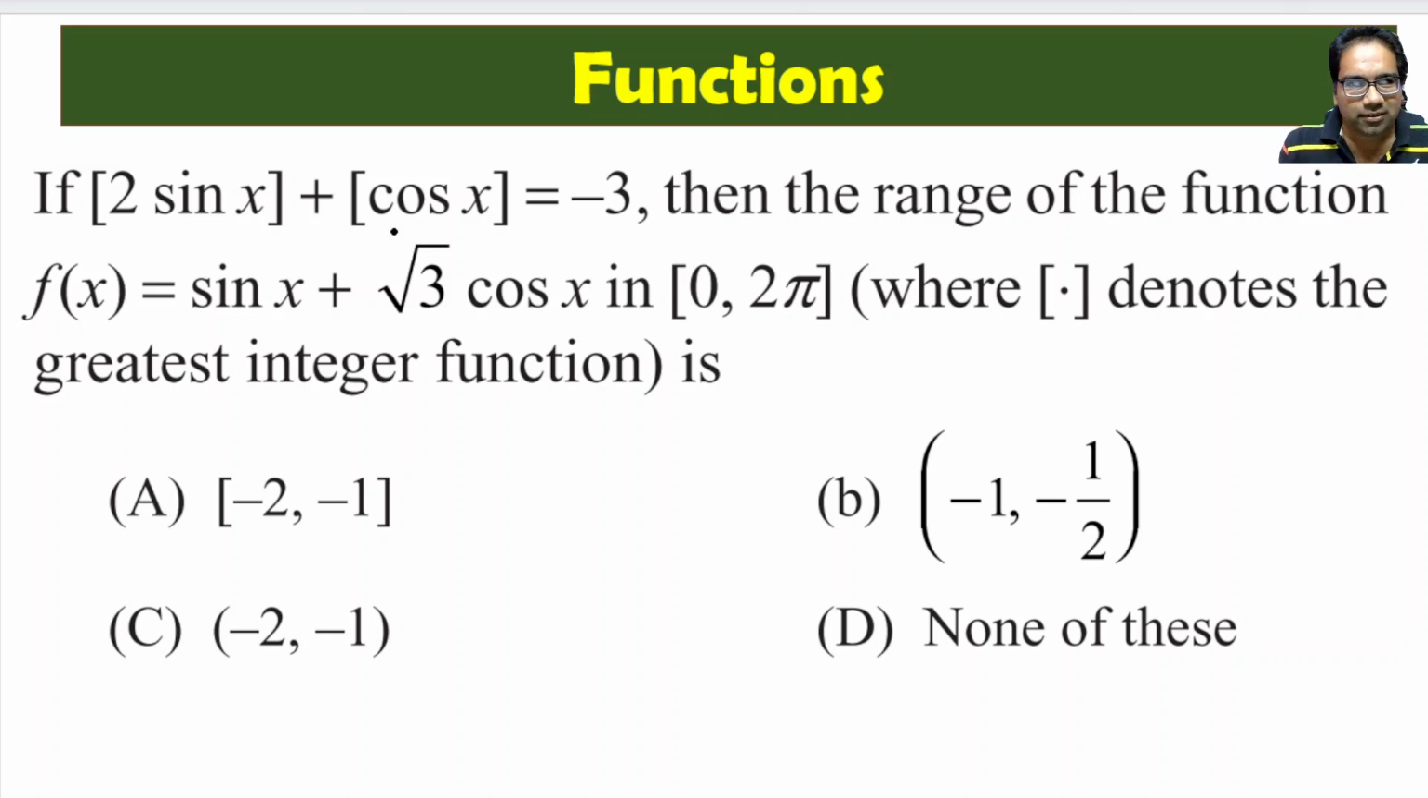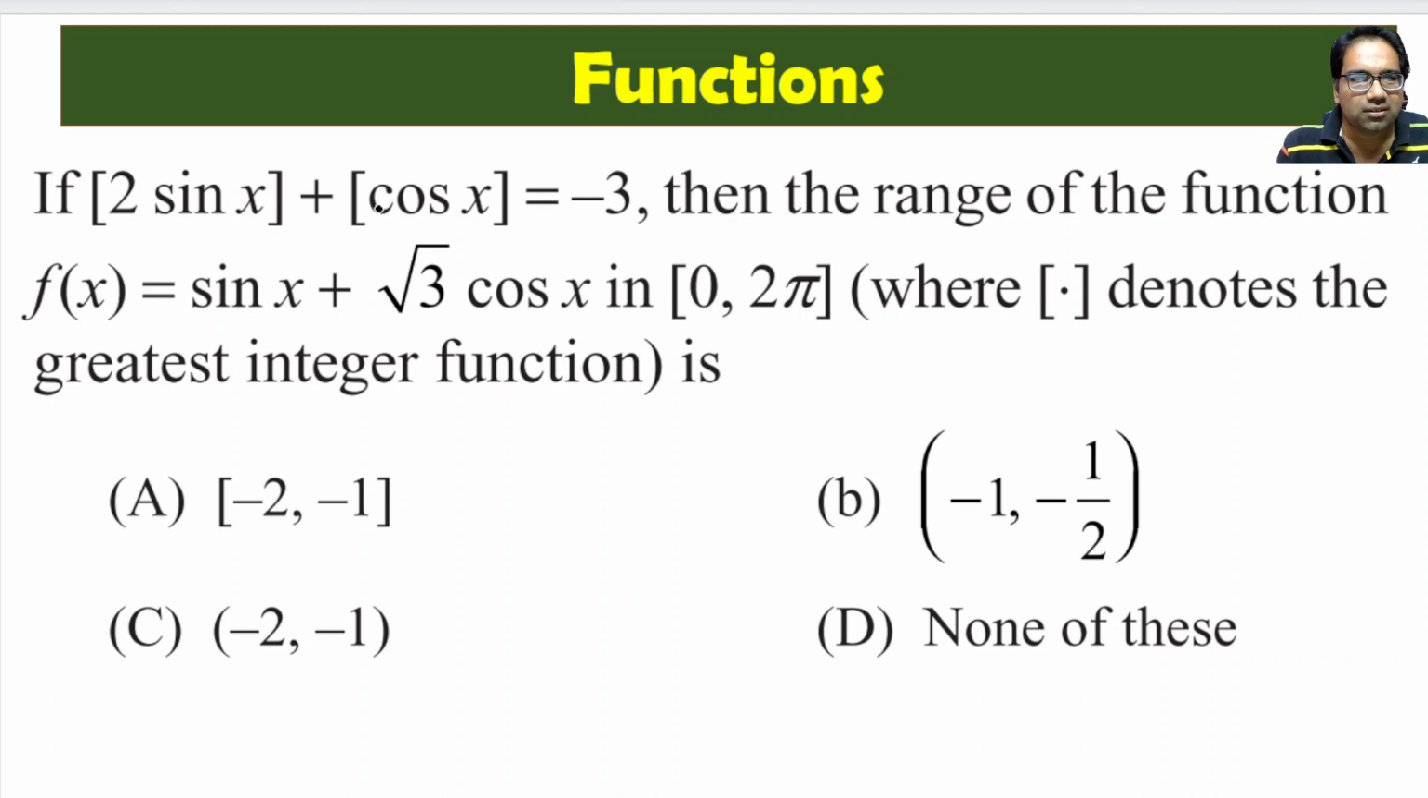Here we are given: greatest integer function of 2 sin x plus greatest integer function of cos x is equal to minus 3. Then what is the range of the function sin x plus root 3 cos x in the 0 to 2 pi domain? Okay. Now this is the greatest integer function.